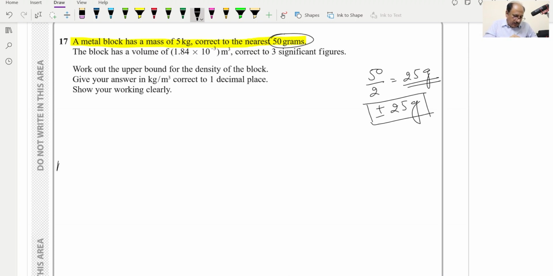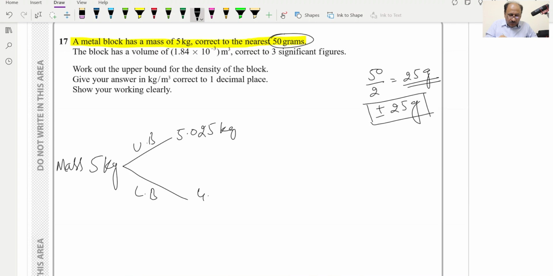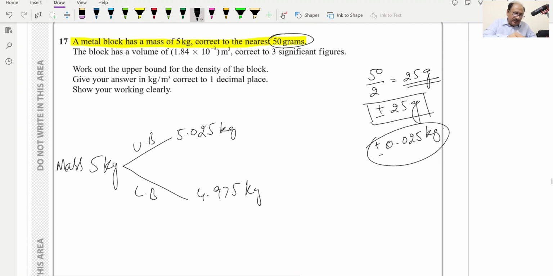So if we write the upper and lower bound of 5 kg, the upper bound will be 5.025 kg and the lower bound will be 4.975 kg. We have subtracted and added 0.025 kg in case of kg, so plus minus this one. So this is basically the mass.